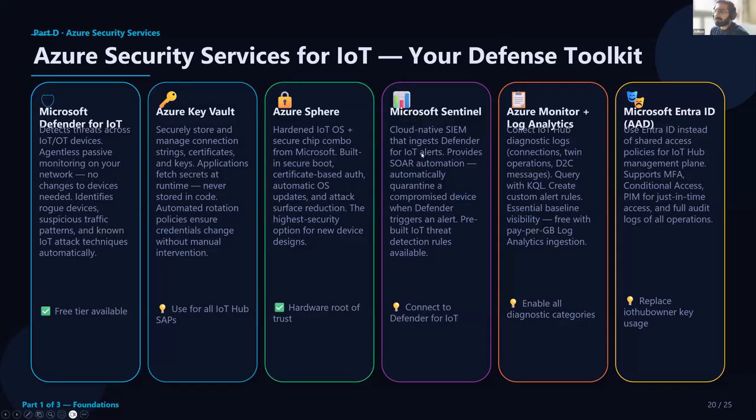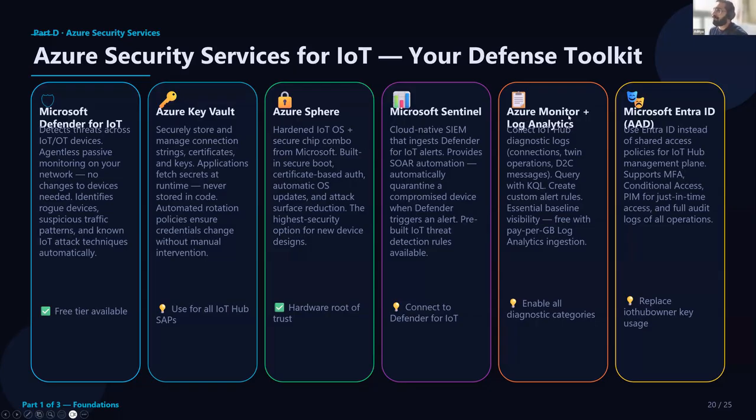Then Microsoft Sentinel. This is a cloud native SIEM. It's very famous, which can ingest all kinds of alerts from Defender and from the different services. It provides you SOAR automation. It can automatically quarantine a compromised device when Defender triggers an alert. And it has pre-built IoT threat detection rules, and you can even draft your own playbook to do the job on Microsoft Sentinel.